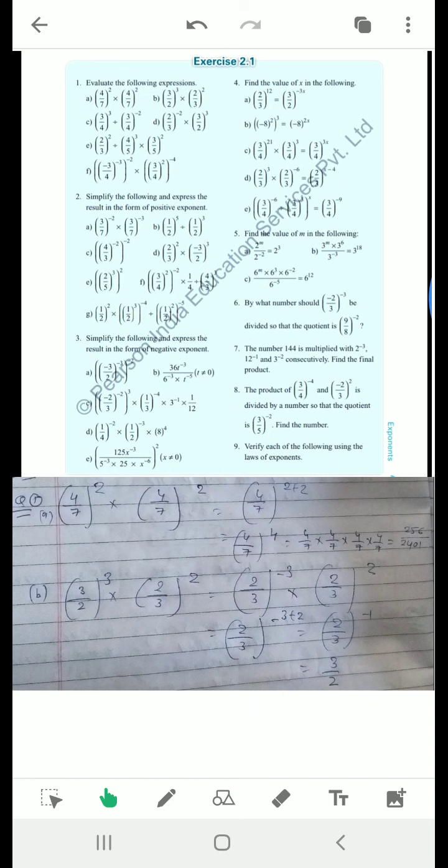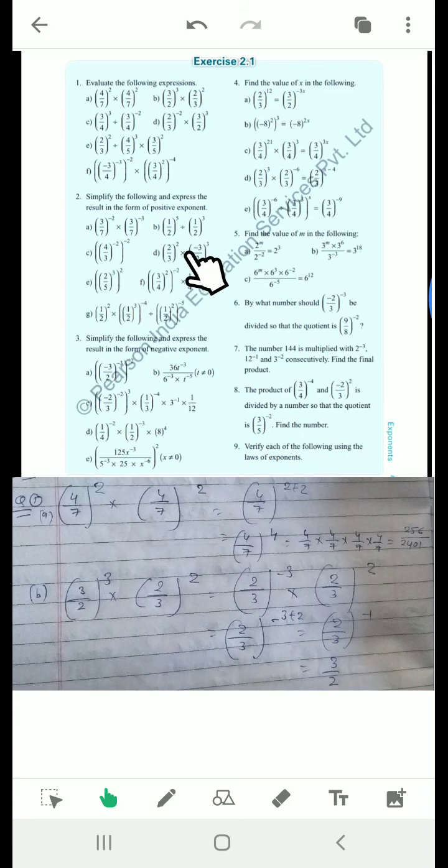Again, now look at the next question. Option B, 1 upon 2 power 5 divided by 1 upon 2 power 3. Try to solve yourself. 4 upon 3 power minus 2 power minus 2. Powers will be multiplied. Then it will be automatically plus 4. That will be the answer.